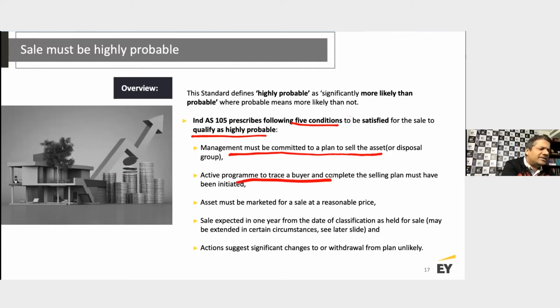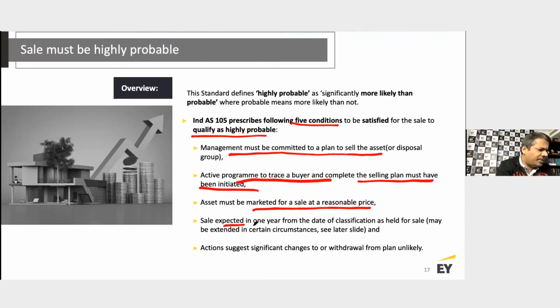An active program to trace a buyer and complete the selling plan must have been initiated. So I've started actively looking for a buyer, either doing it myself or I've appointed intermediaries to find me an interested buyer. The asset must be marketed for sale at a reasonable price. If I believe the price of this is 100, I'm not asking 1,000, for example. You can ask for 110, that's okay, but you got to be selling it at a reasonable price, a price at which you are more likely than probable to find a buyer.